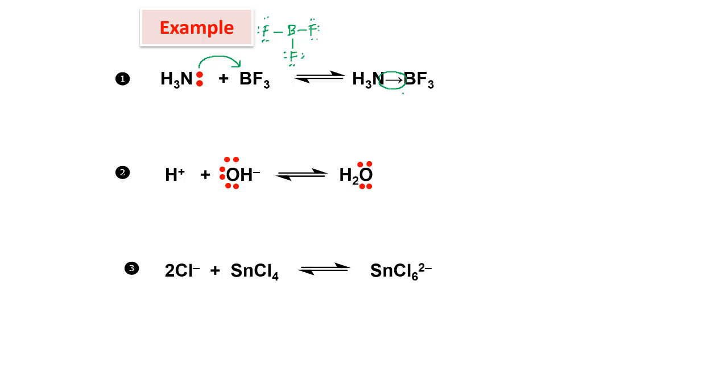So according to Lewis definition, ammonia is a Lewis base and boron trifluoride is a Lewis acid. Okay, next, you can see a reaction between hydrogen ion and hydroxide ion. Hydrogen ion is a cation. It is a Lewis acid. So, a Lewis acid accepts a pair of electrons from another substance to form a covalent bond.